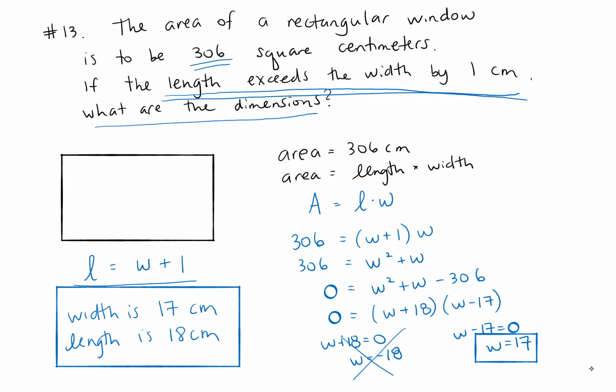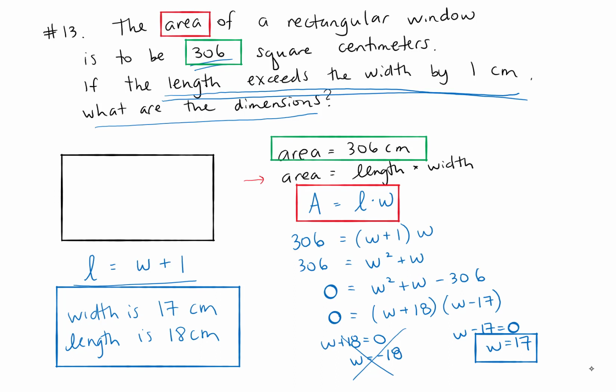Now I just want to recap this question. We have different portions of this word problem that help us figure out what to do. The word area gives us an idea that we want to use the area formula, and I'm going to put it right here. And then we had the 306, which was the value we were going to put in. And then we had the portion that I underlined in blue.